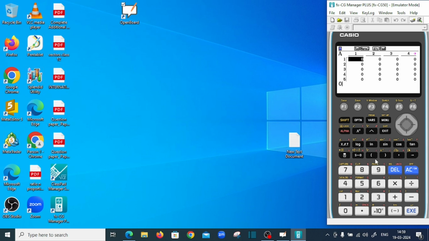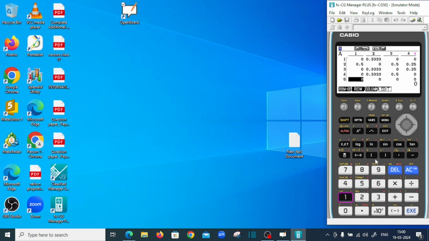So it is 0, 1 by 3, 0, 0, 1 by 3, 0, 1 by 2, 0, 1 by 2, 1 by 4, 0 and 0. The next row: 0, 1 by 3, 0, 1 by 4, then 0, then 0. The next row will have 0, 1 by 3, 1 by 2, then 0, then 1 by 3, then 1 by 2.